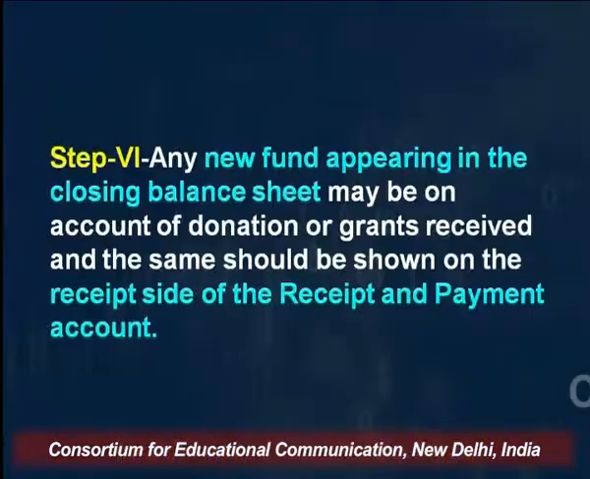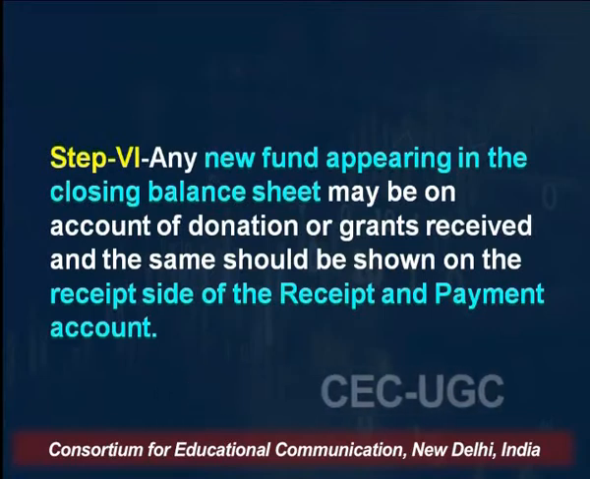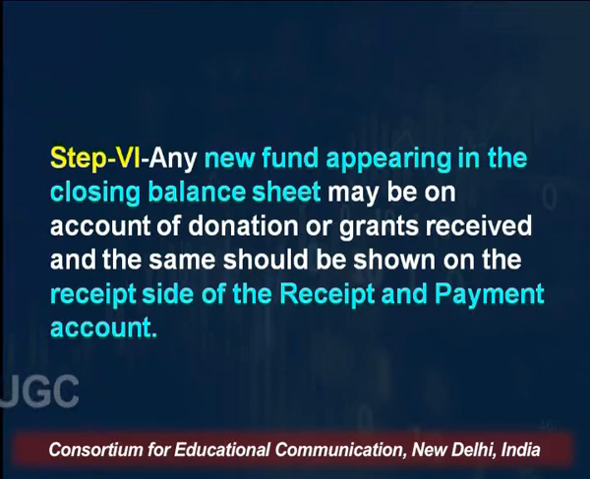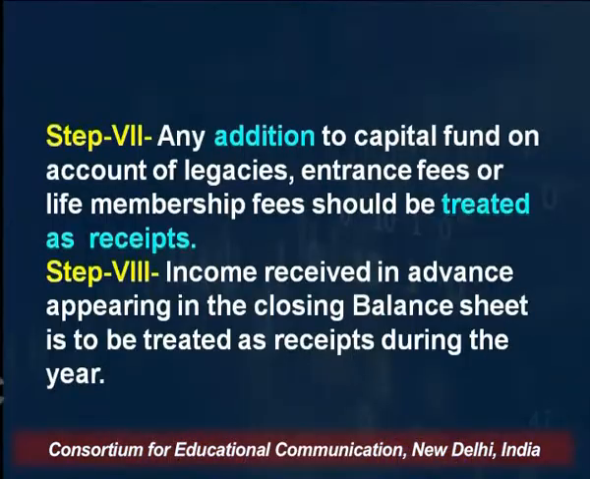received. The next one is if there is any new fund appearing in the closing balance sheet, maybe on account of donation, whether it is a specific donation or a general donation, or grant received, the same should be shown on the receipt side of the receipt and payment account. If there is any addition to the capital fund on account of legacies, entrance fees or life membership fees, it should be treated as receipts.